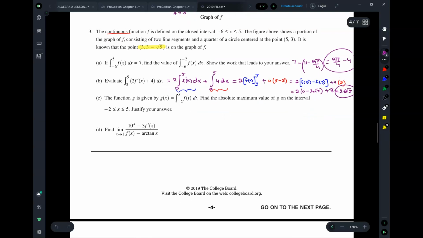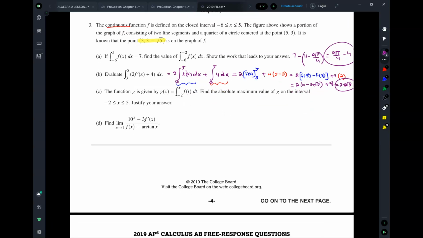So the function g is given by the integral of f of t dt. Find the absolute maximum value of g on the interval from -2 to 5. Okay, so first of all, what is this? Whenever you see an integral, it's what? Area. Okay, so this is the area from -2 to some value. But that's all fine. We want the absolute maximum value. How do you find the maximum of anything? Set the derivative equal to 0.